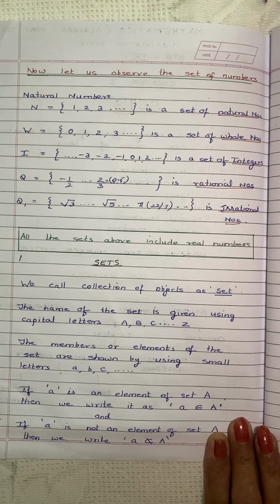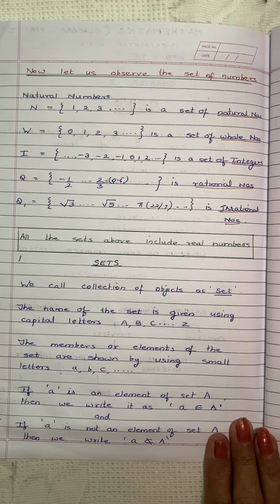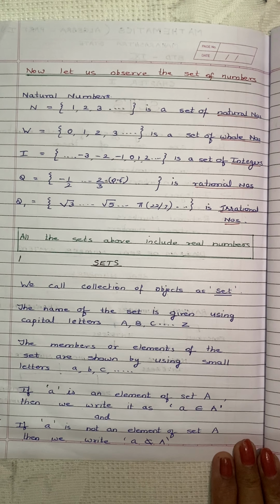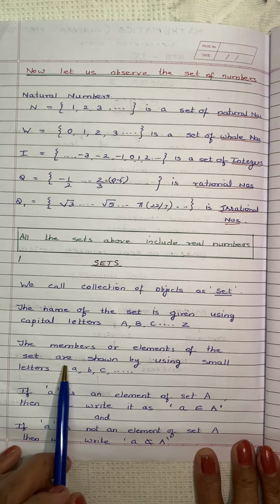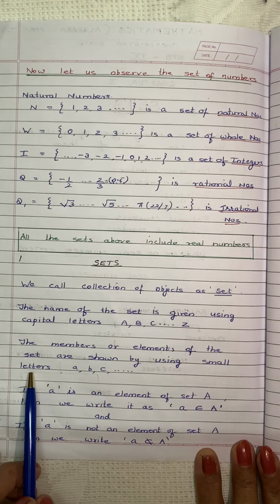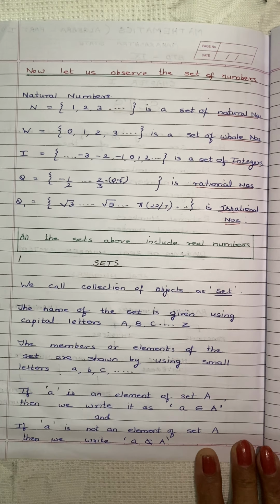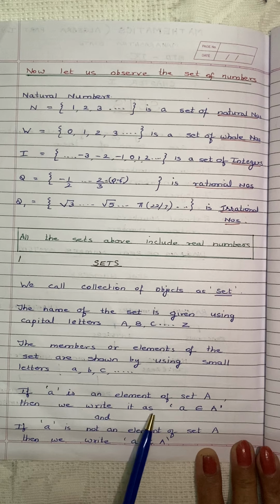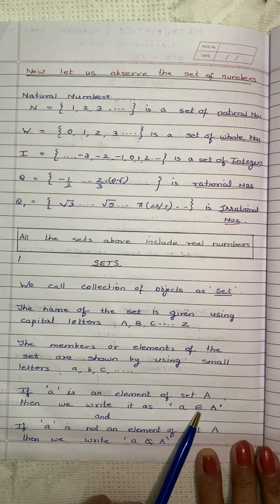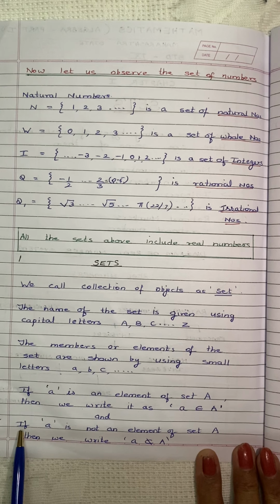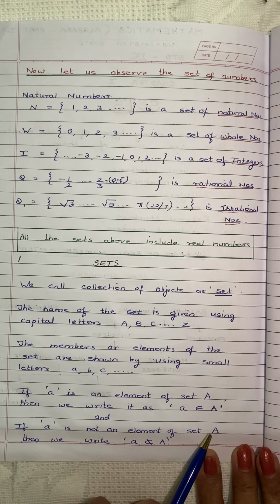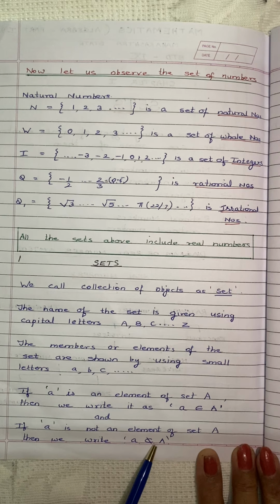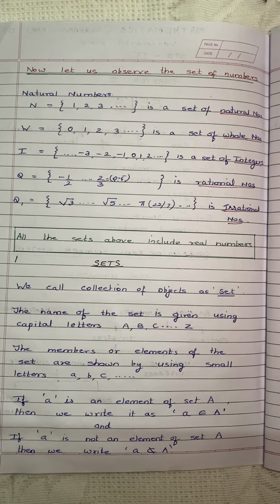Now let us start with sets. We call a collection of objects a set. The name of the set is given using capital letters A, B, C up to Z. The members or elements of the set are shown by using small letters a, b, c up to z. If a is an element of set A, then we write it as small a belongs to capital A, and if a is not an element of set A, then we write a does not belong to set A.